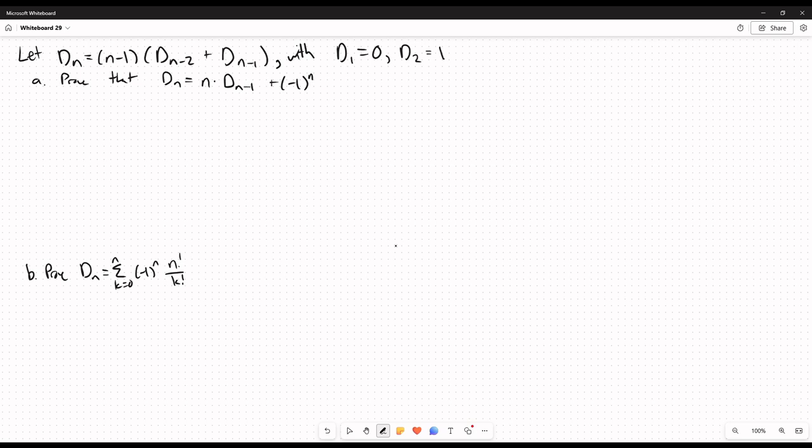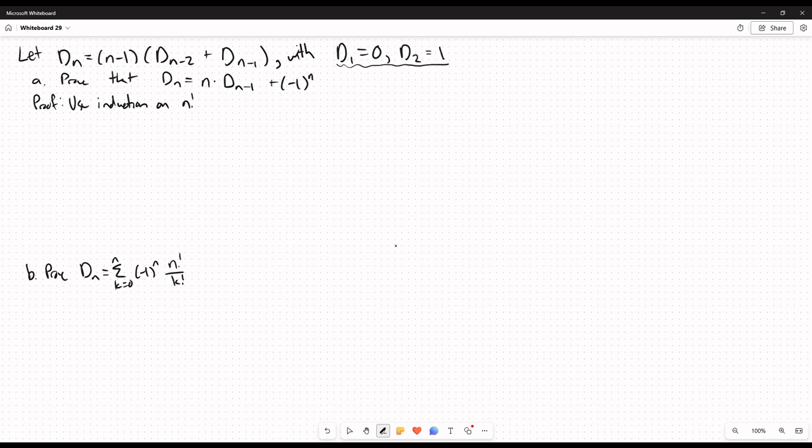We're going to use induction on n. Both of these have the same base case. They both basically satisfy d(1) equals 0 by default, because this one has a d(n-1) term, so I need to know what d(1) equals. And this one has a d(n-2) term, so it actually has two default cases.